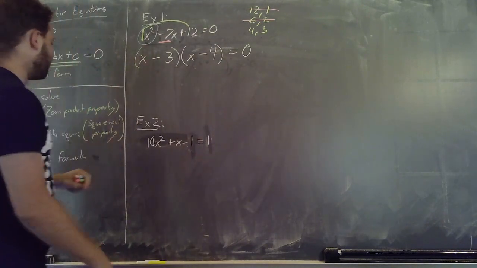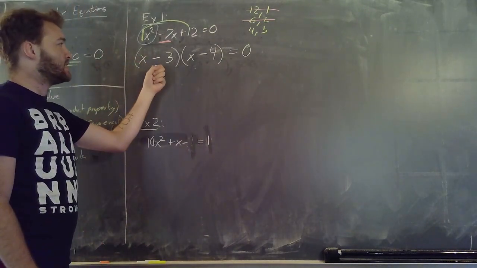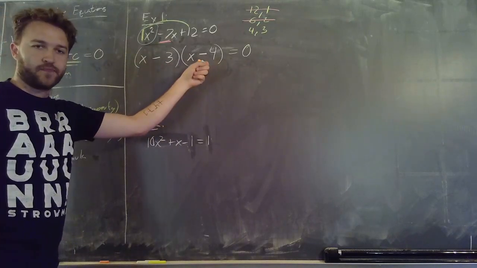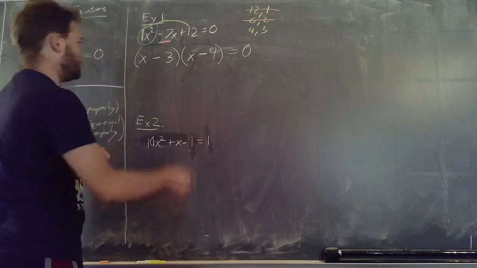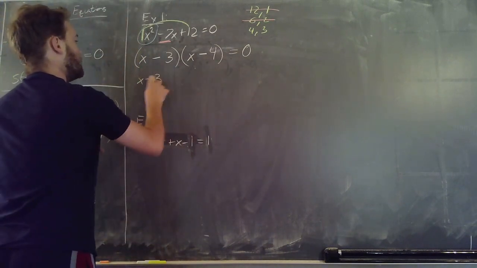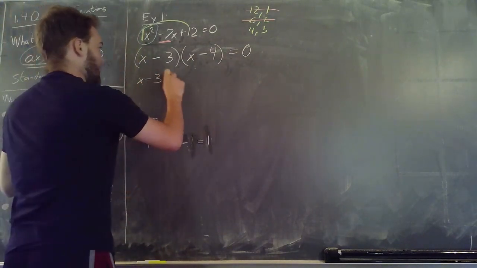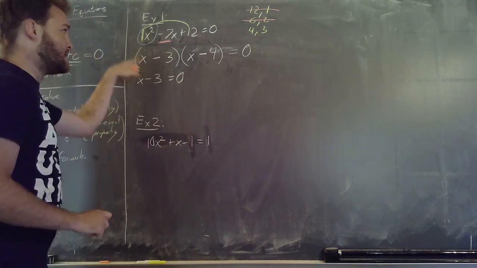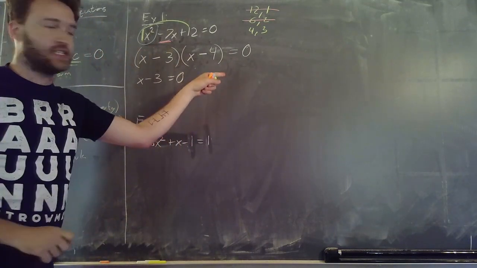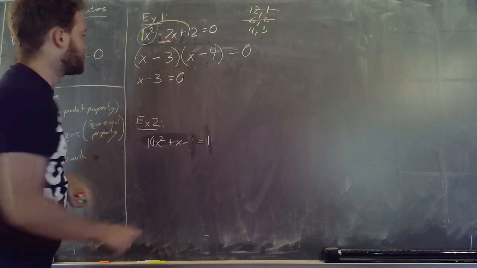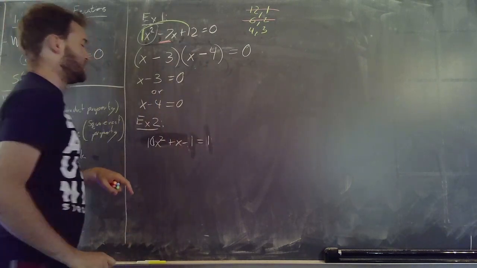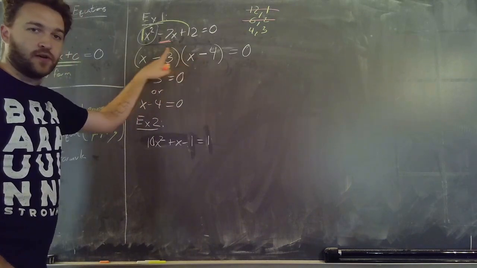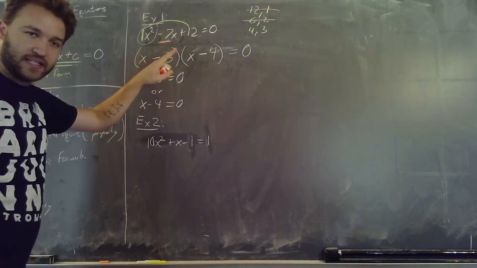Okay, at this point, what we need to notice is that I have two numbers times each other, and they're equal to 0, which is very, very important. So what does that tell us? That tells us either that x minus 3 has to be 0, because if this number is 0, then the whole product is 0. It doesn't matter what that number is. Or it tells me that x minus 4 is equal to 0, and then of course if this number is 0, it doesn't matter what that number is, the whole thing is 0.